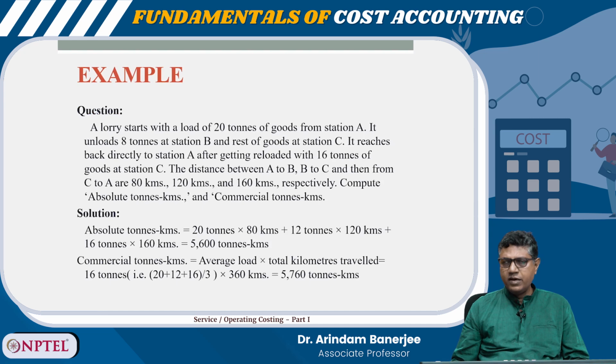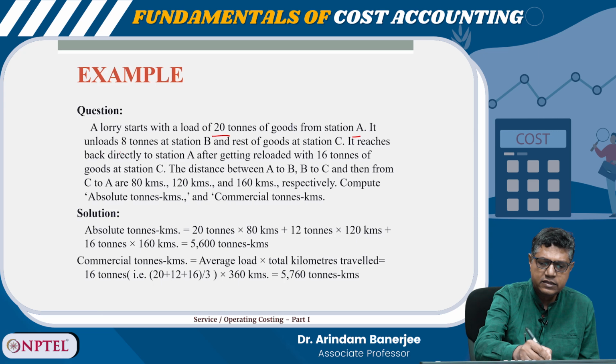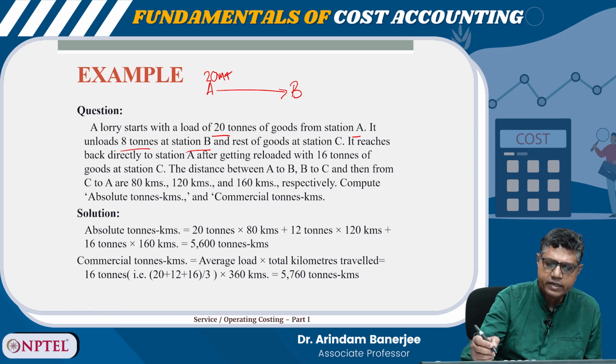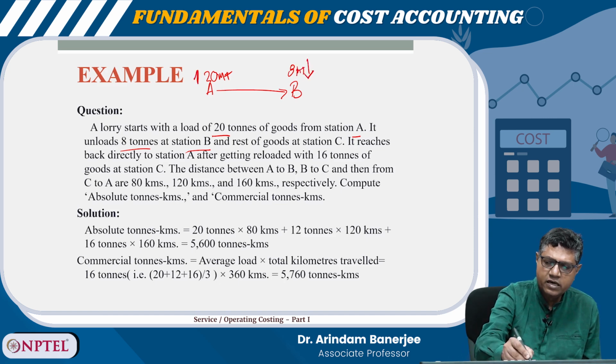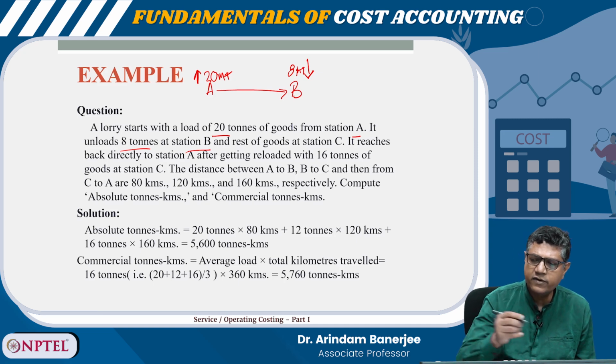So, here is one example. A lorry starts with a load of 20 tons of goods from station A. It unloads 8 tons at station B. So, it starts from A and it unloads at B. When it is starting with 20 metric ton, right, at B it unloads 8 metric ton. The rest of the goods reach station C.